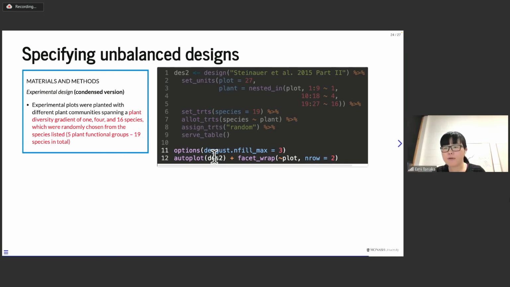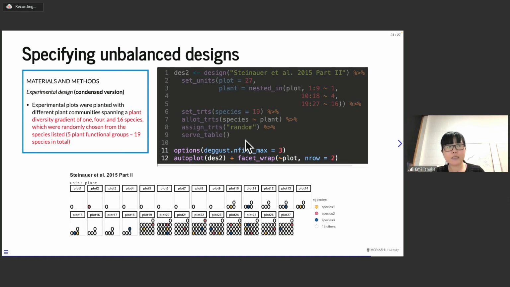And we can have a look at a quick visualization to see that this has indeed been done with the correct structure. If I output this, you can see that there is indeed 1 species only for the first 9, 4 for the next 9, and then 16 for the next. Now here, there are going to be too many colors if there were 19, so I've got an option to say the max is going to be 3, and everything else is collapsed into an other category instead.